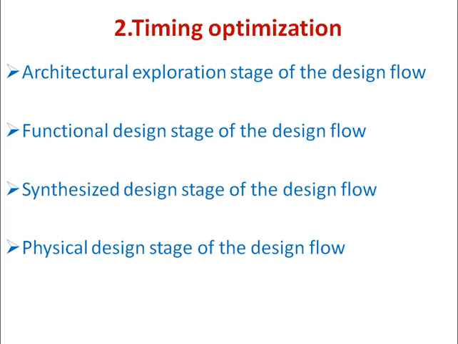Let me go to the functional design stage of the design flow. In the functional design stage, we can influence timing through our choice of components. This is a similar argument to that for influencing area in the functional design stage, except that the two objectives are in conflict with each other. That is, less area means more time, and vice versa.